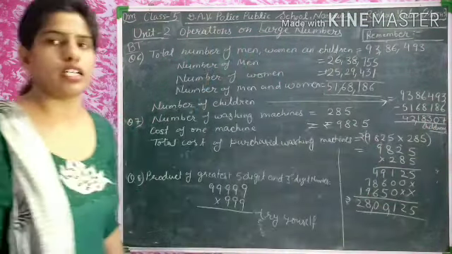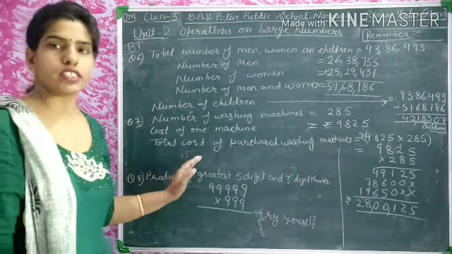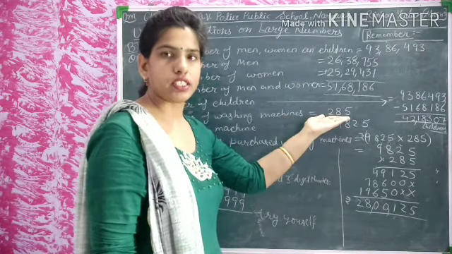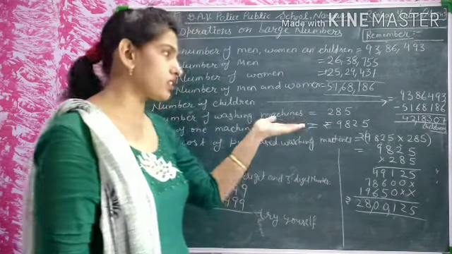This is the answer here. Okay, next question is question number 7. There are some washing machines. This is also a word problem.